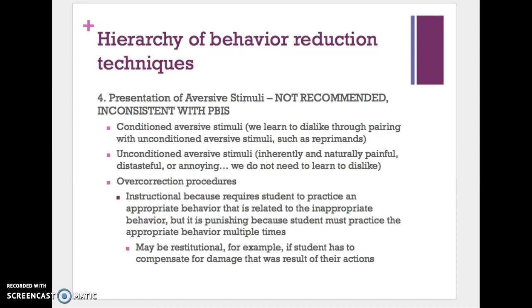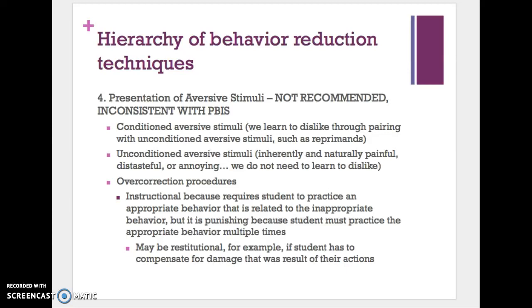So here we're continuing down the hierarchy of behavior reduction techniques. We have the presentation of aversive stimuli. Here in big bold letters, it is not recommended and it is not consistent with PBIS. So I do not want to see any of these in your projects whatsoever. So this is a conditioned aversive stimulus. We learn to dislike it through pairing with unconditioned aversive stimuli such as reprimands. Unconditioned aversive stimuli are inherently or naturally painful, distasteful, or annoying; we don't need to learn to dislike these things.